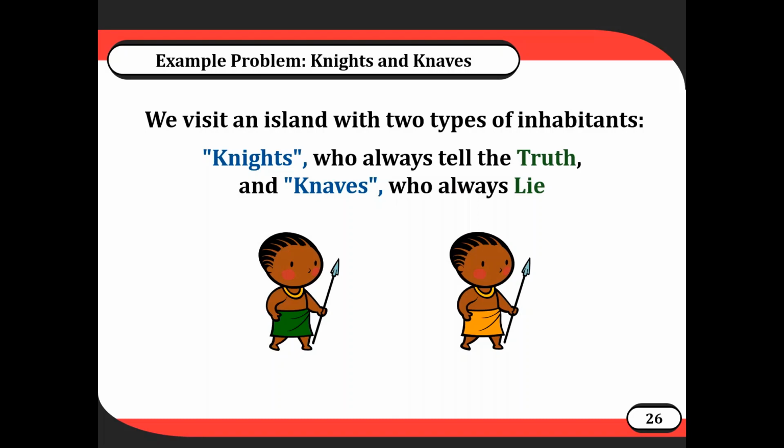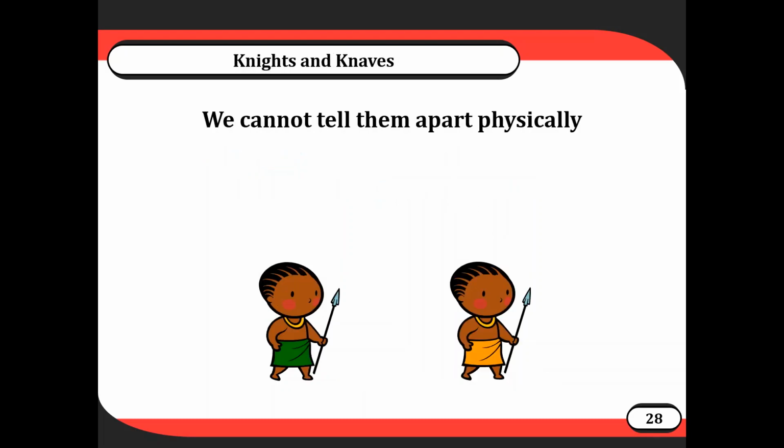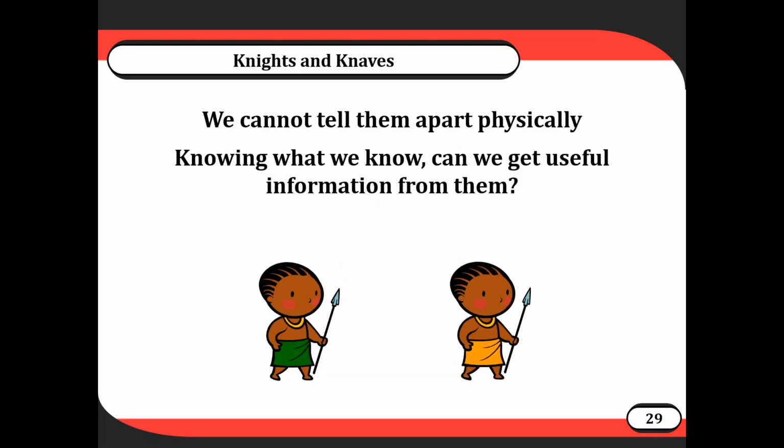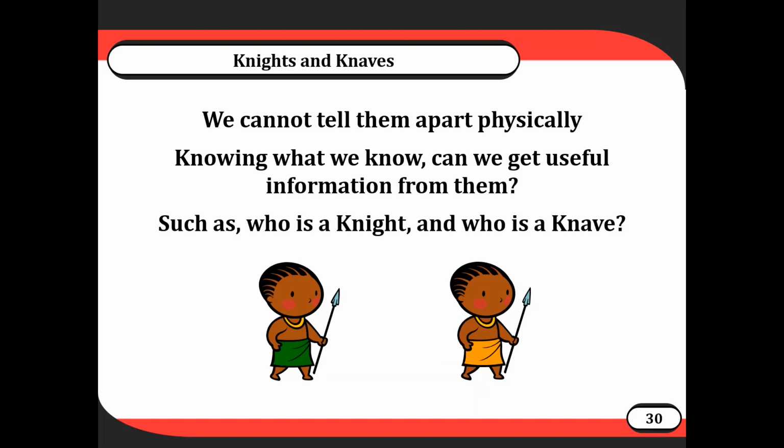All right, so we have knights and knaves. We visit the island and we're met by two inhabitants. We cannot tell them apart physically, but we want to get some useful information about them. We know that they might be a knave, they might be a knight, and we know that the knights always tell the truth and the knaves always tell lies. So we meet two of them, and let's try and figure out who is a knight and who is a knave.